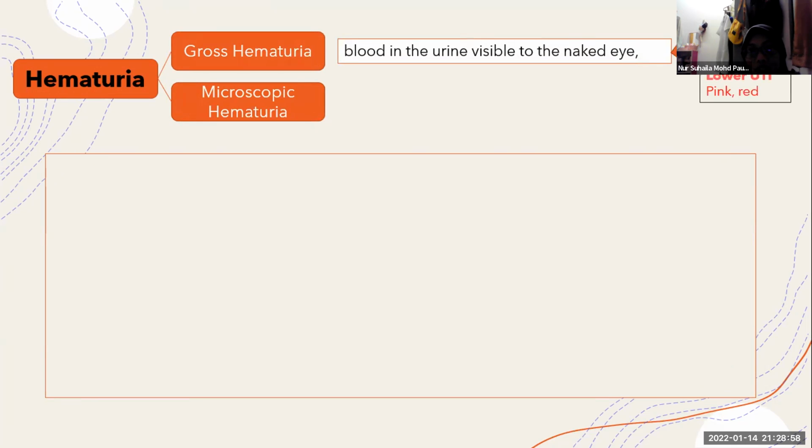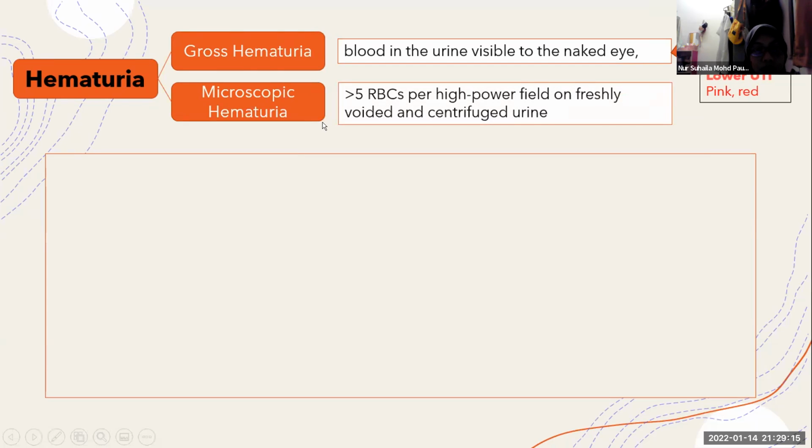gross hematuria can be due to upper UTI or lower UTI. Usually upper UTI has a darker urine color, and lower UTI is usually pink or reddish. Microscopic hematuria usually is not visible. However, it is detected when we do UFEME in the presence of more than 5 RBC per high power field on freshly voided and centrifuged urine.